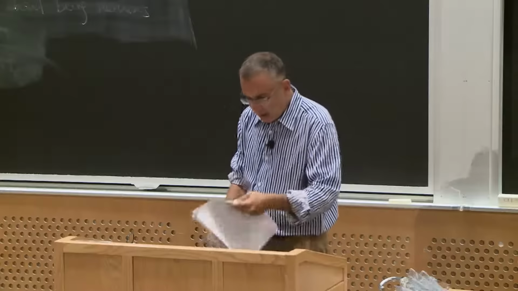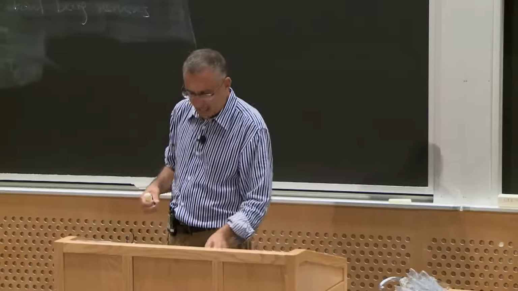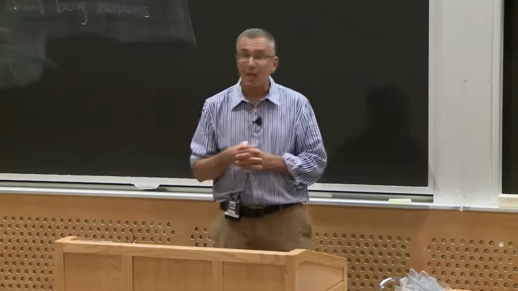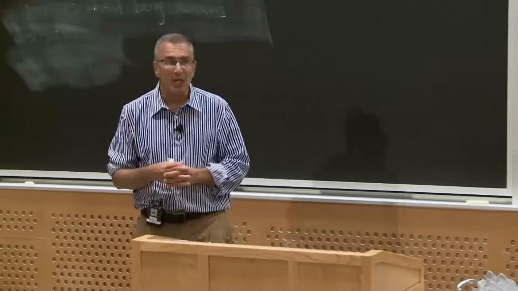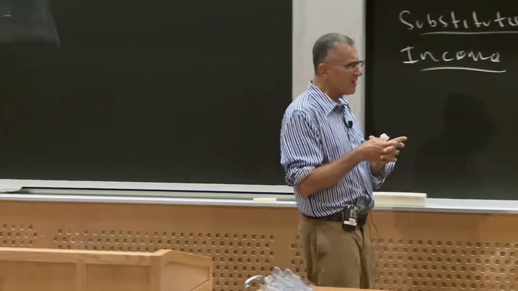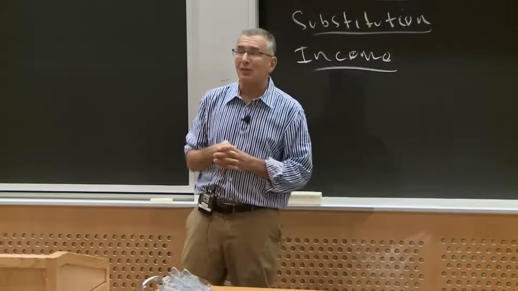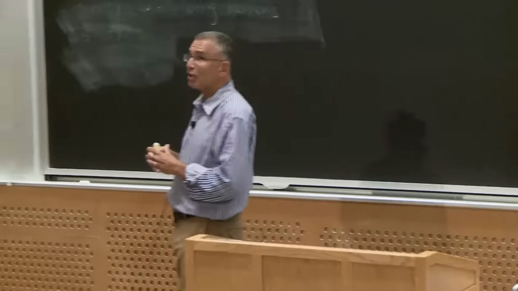So, to understand this, we're going to go through one of the more complicated examples of this class. That's why I'm leaving time for it. We're going to talk about decomposing a price change into an income and substitution effect. And we'll do the mathematics of this in section. It's hard enough. I'll do the graphics here and the intuition. The math will be covered in section.